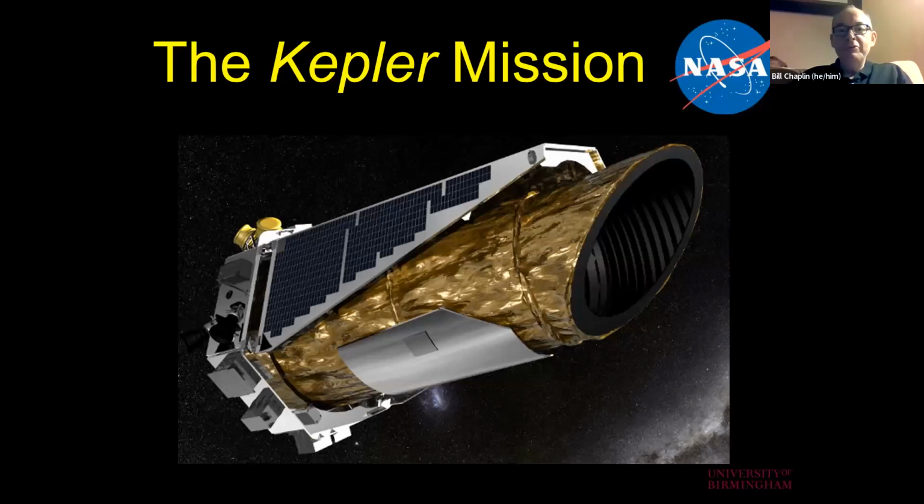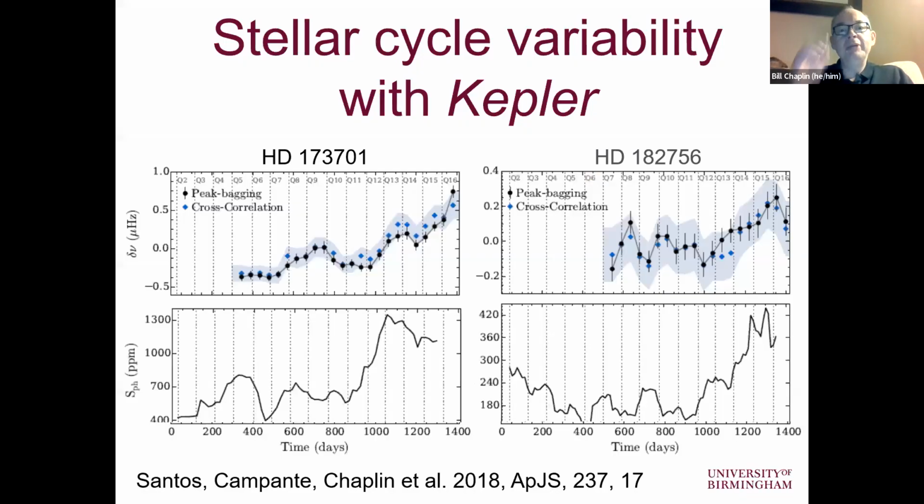Okay, so what we'll do now, let's bring in some data on other stars. I'm just going to begin by showing you how the frequency shifts that we've measured on the sun, we can now do on other stars. I just want to concentrate first of all on the upper panels here. These are two stars where we've measured frequencies using the Kepler data over a period of 1400 days. What Kepler gave us was long continuity on stars.